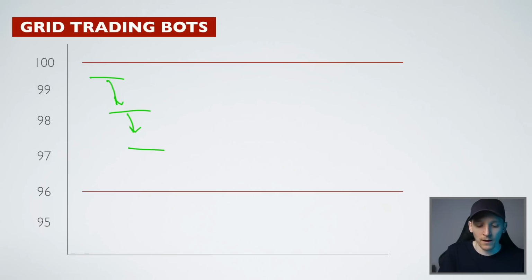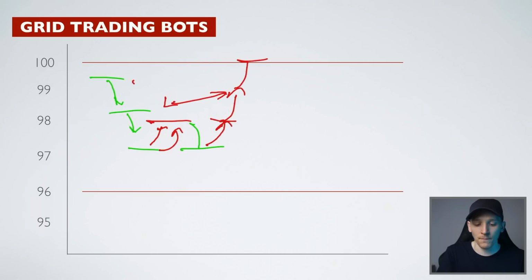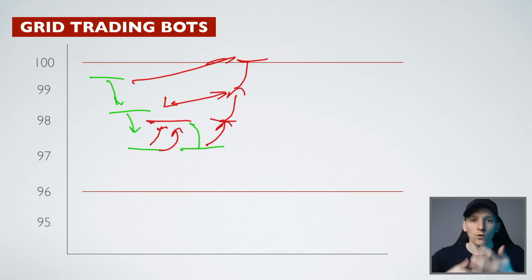Now, when the price moves back up, what they can do is sell the one they just bought for a profit. If the price moves back down again, they will actually buy another small chunk here. And if the price moves up again, they'll sell that one that they bought. So they do this with a certain amount of capital over and over and over again.